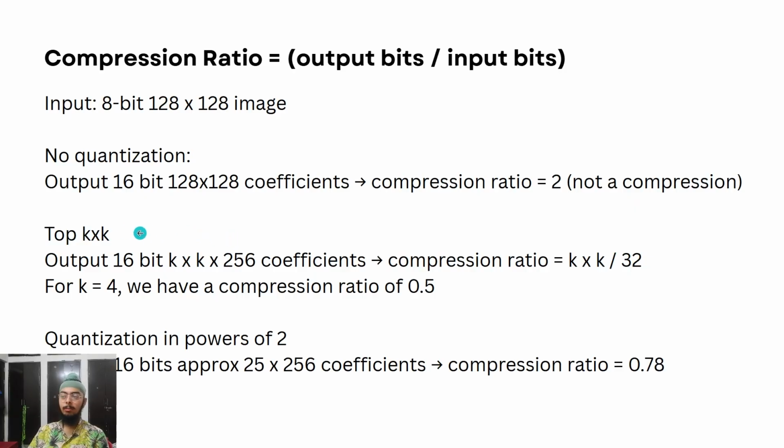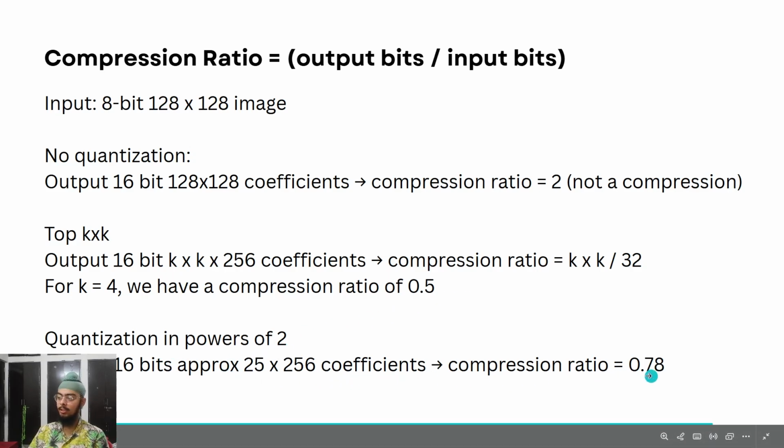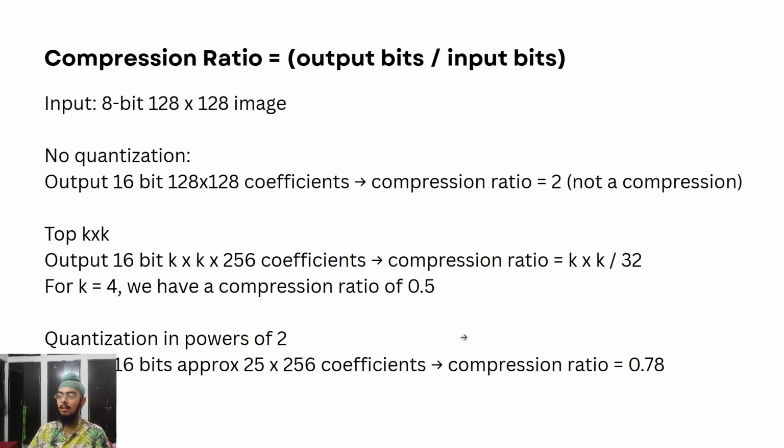But when we consider top K by K and let's choose K equal to 4, then we achieve a compression ratio of 0.5, which is pretty good. We have half the image size. And once we use quantization in powers of 2, we achieve a compression ratio of 0.78 as roughly 25 coefficients become significant and others are 0.